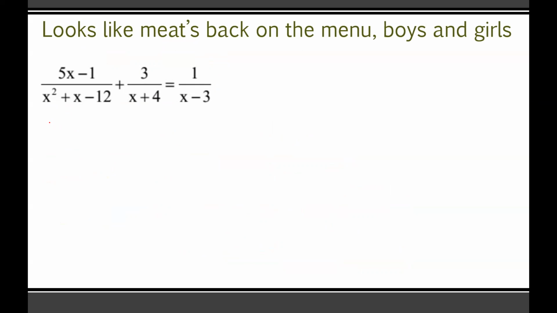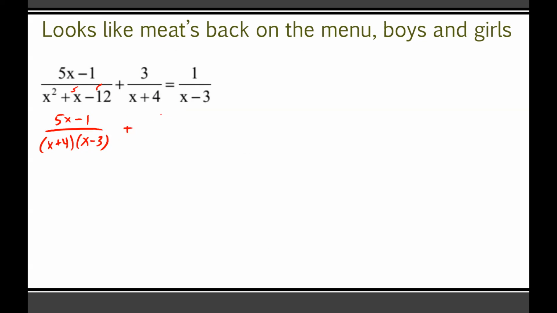First things first, of course, factor everything. The numerator here, 5x minus 1, nothing pulls out of that, so we'll just have to leave it as 5x minus 1. The denominator, however, classic sum product rule. We're looking for two numbers with the sum of 1 and a product of negative 12. Well, that's going to be positive 4 and negative 3. So in other words, we'll write that as x plus 4 and x minus 3, which, just by the way, if you looked at the denominators of the other two fractions, was probably a pretty good hint as to what was coming.